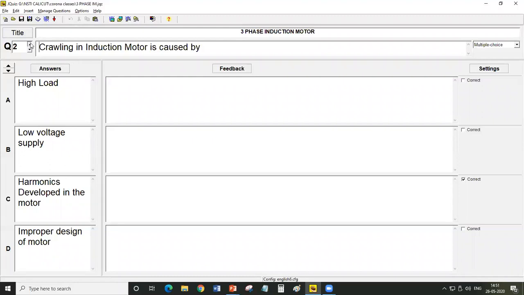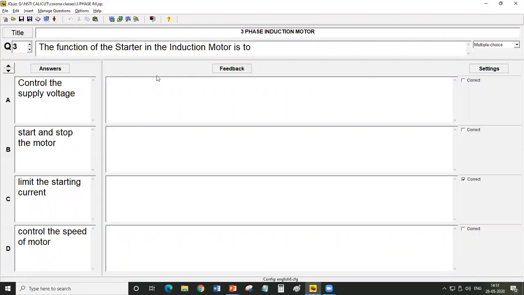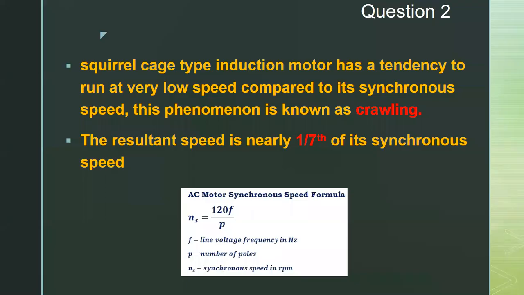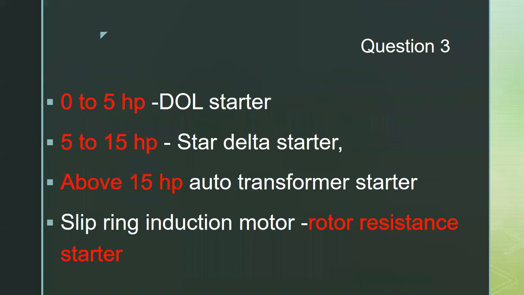The next question: the function of the starter in the induction motor is to: control the supply voltage, start and stop the motor, limit the starting current, or control the speed of the motor. First you have to understand what the use of the starter is.